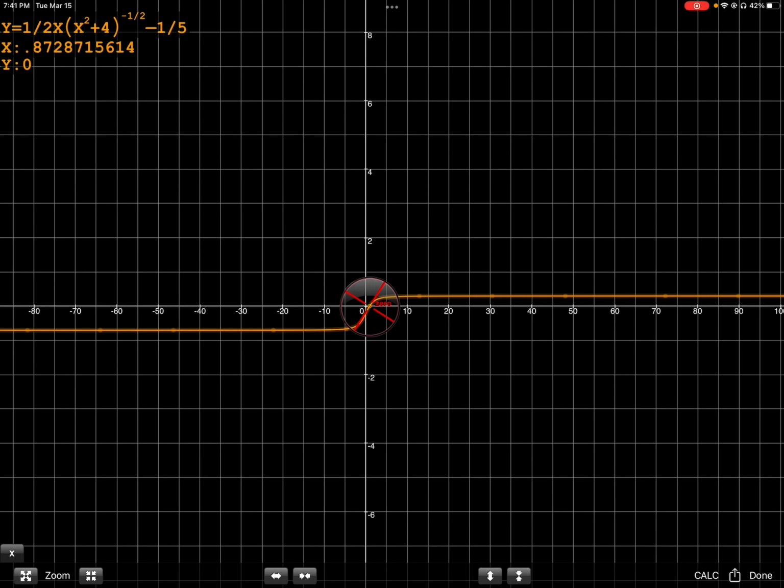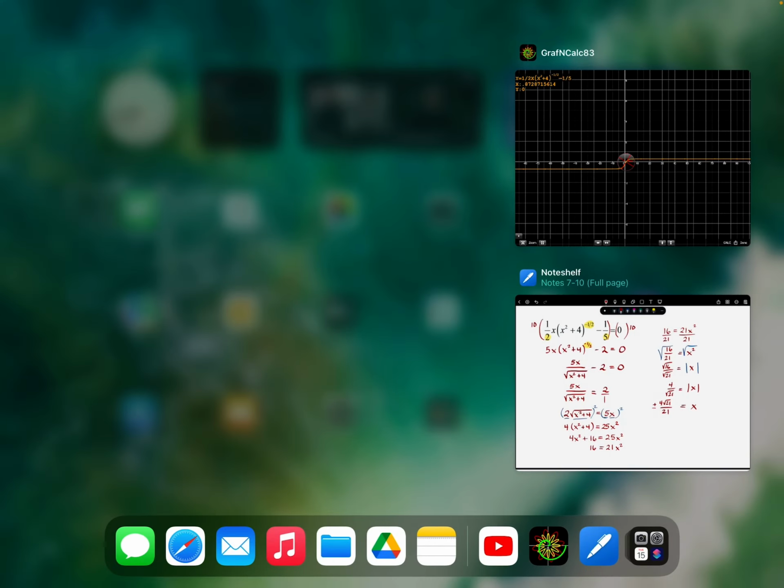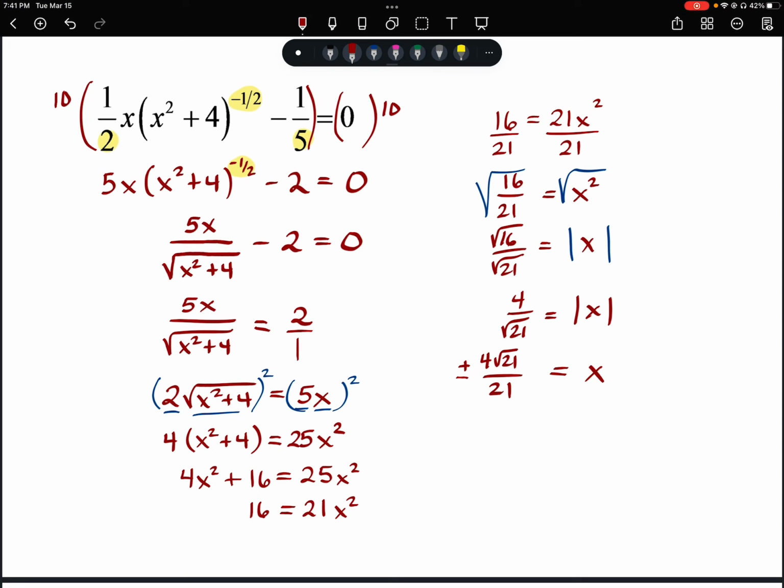So that's 0.8728, right? So as we look at that there, since we only have one answer, it looks like it's only going to be the positive answer. So we're not going to need the negative. The negative is not going to work here. And then we will check to make sure that our value is correct.